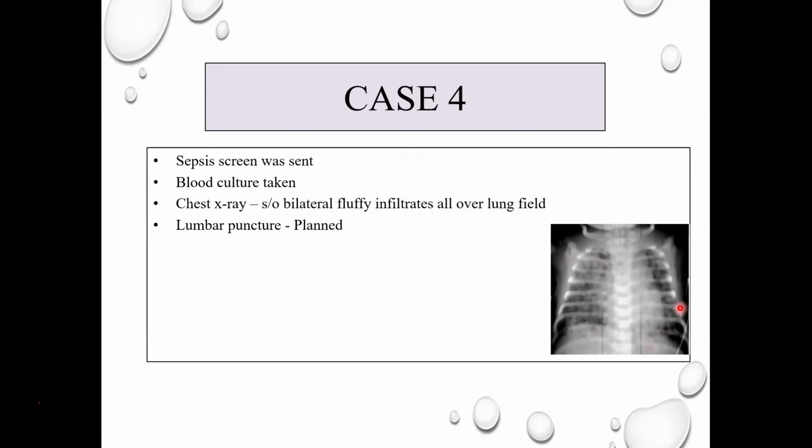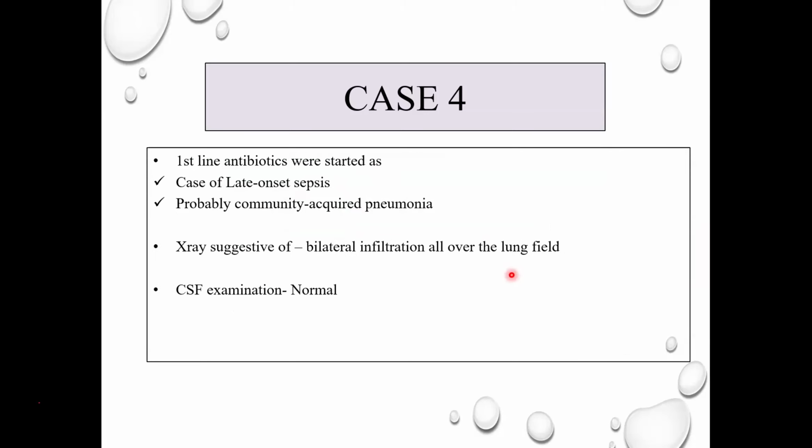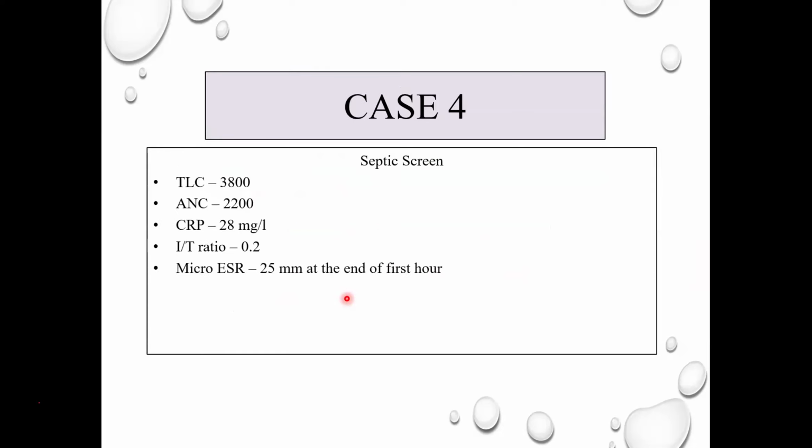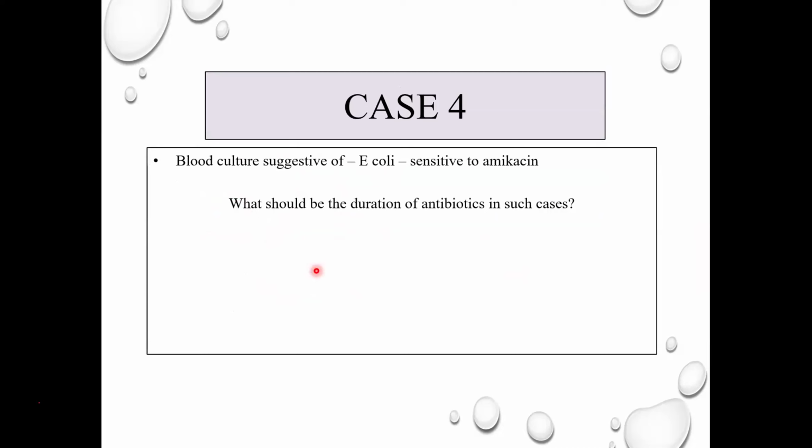So X-ray shows pneumonia, right? So it is probably community acquired pneumonia. CSF is normal, right? So sepsis screen is again positive. ALC, TLC, ANC, and CRP, micro ESR all are positive, right? So now blood culture is showing E. coli and sensitive to amikacin. So this baby has pneumonia. Blood culture is positive for E. coli and CSF is clear.